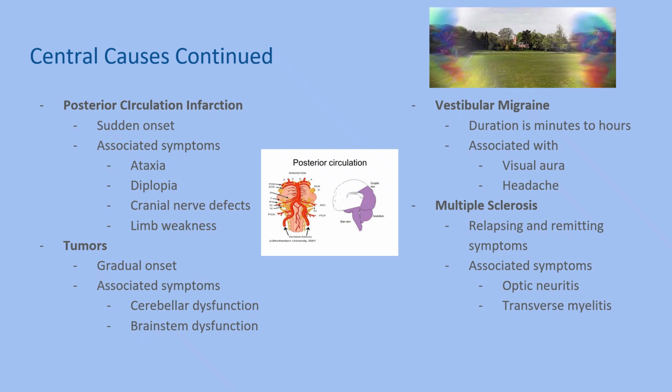Multiple sclerosis is the last common cause of central vertigo I wanted to mention. The symptoms are often relapsing and remitting, and other symptoms include optic neuritis, which causes pain and vision loss, and transverse myelitis, which is inflammation of a section of the spinal cord.